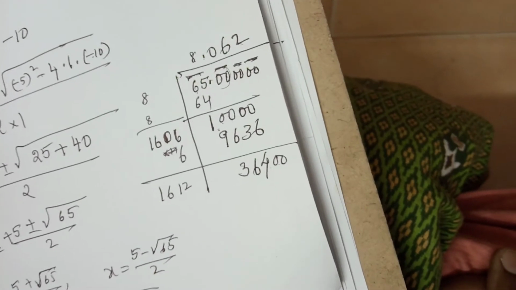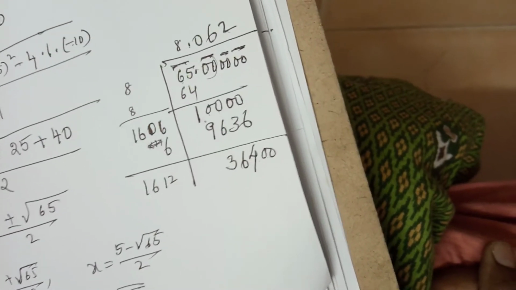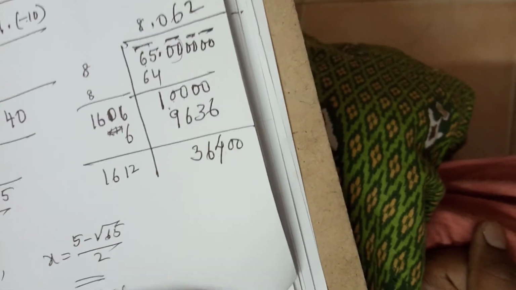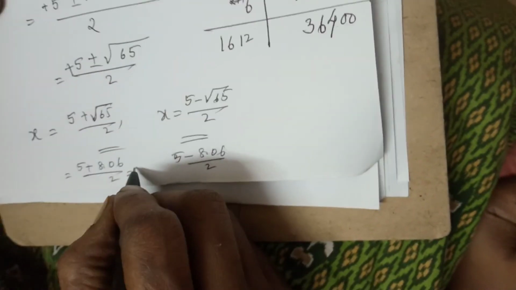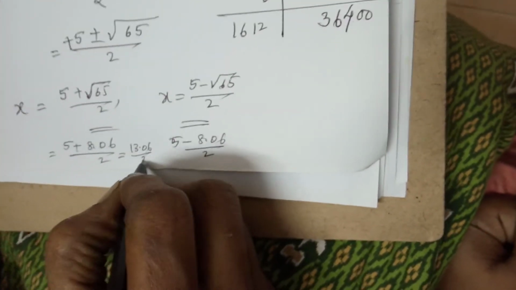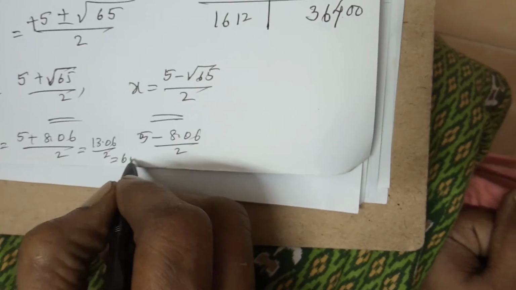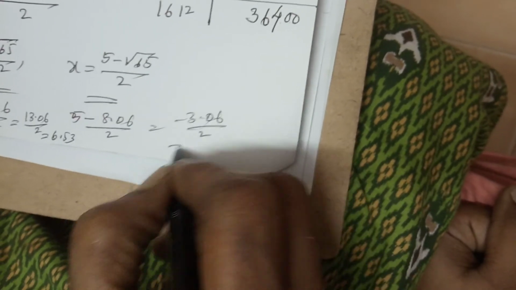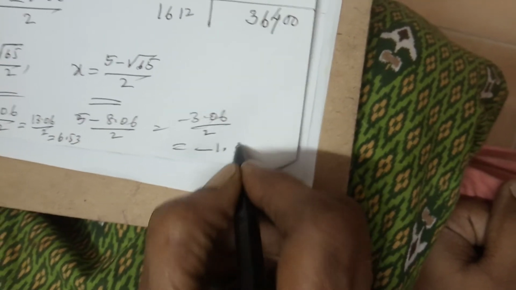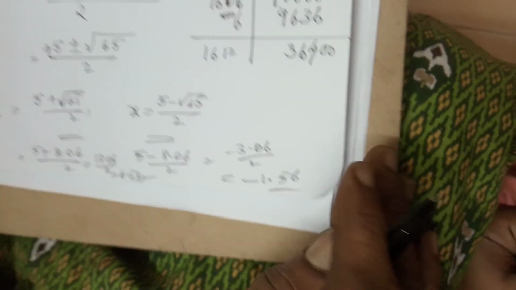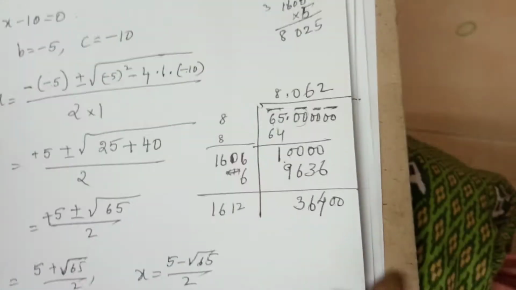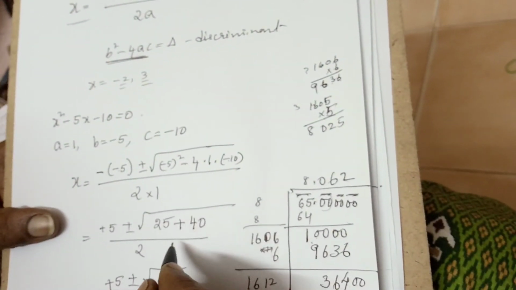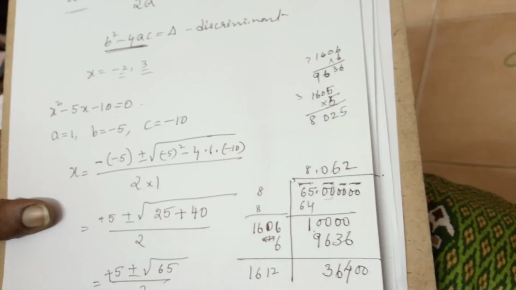Put that one: 5 plus 8.06 by 2, and here 5 minus 8.06 by 2. This will become 13.06 by 2, which is equal to 6.53. This will be minus 3.06 by 2, which is minus 1.53. So this is a positive value, this is a negative value. This is how to find the roots without using the factorization method, which we cannot actually do, so using the formula directly.